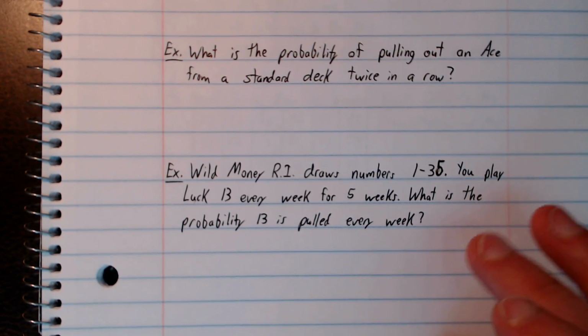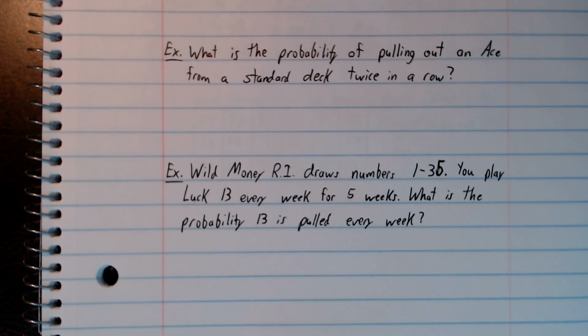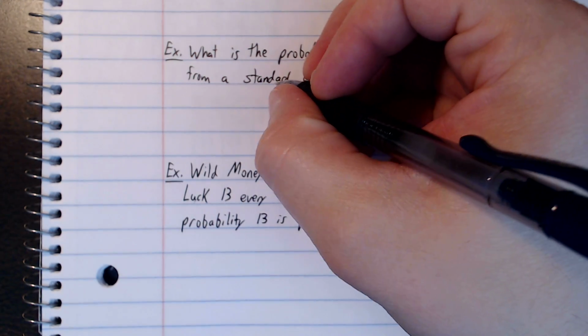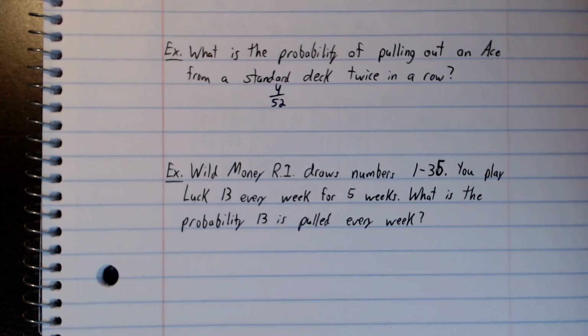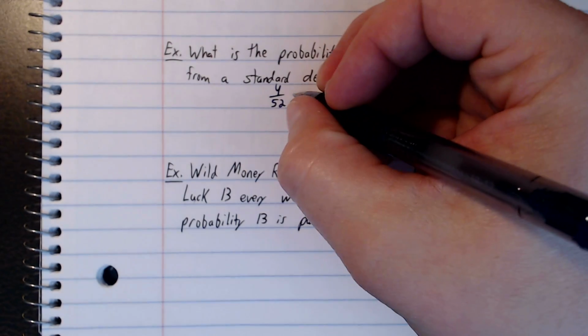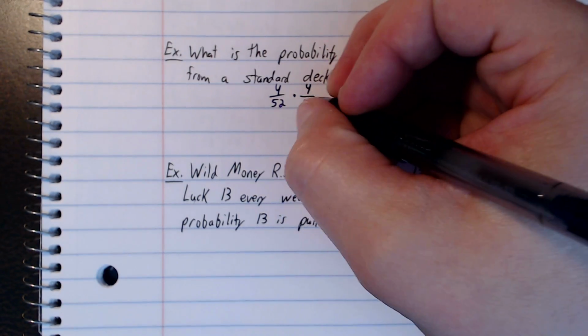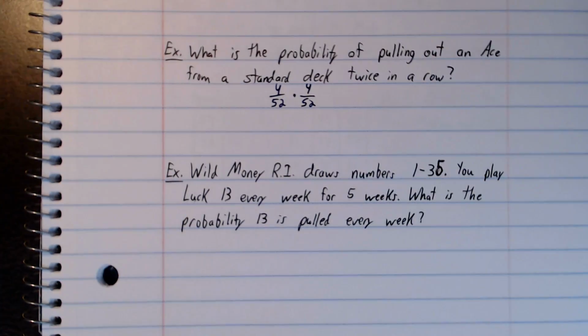Alright, what is the probability of pulling out an ace from a standard deck twice in a row? Okay, well, there's 4 out of 52 cards that are an ace. So you pull out one of those 4. Then you put it back in the deck, shuffle it back up. There's another 4 out of 52 still in there, right? Because you put it back and shuffled it up.